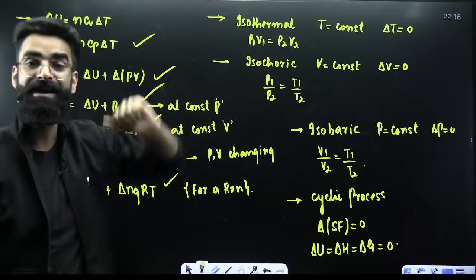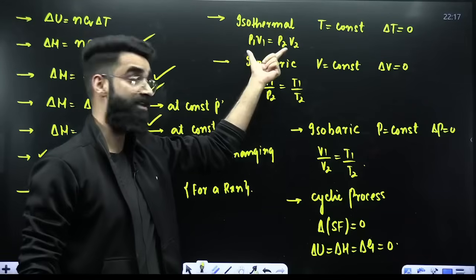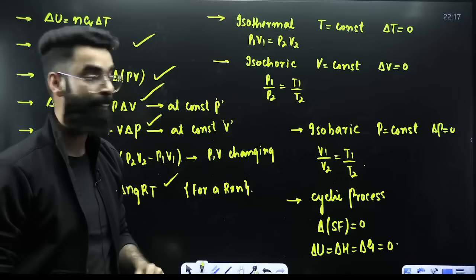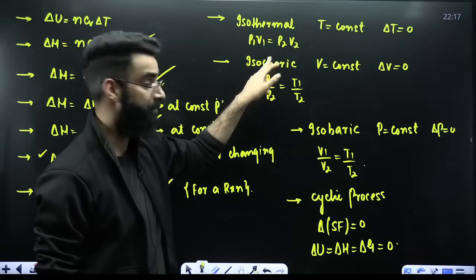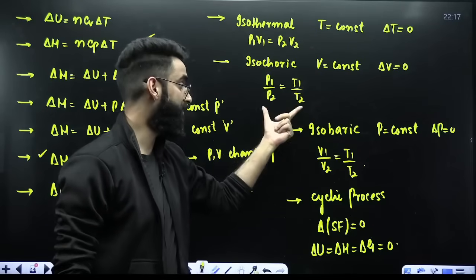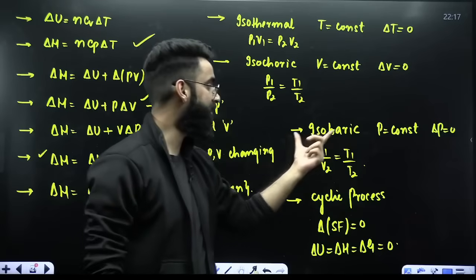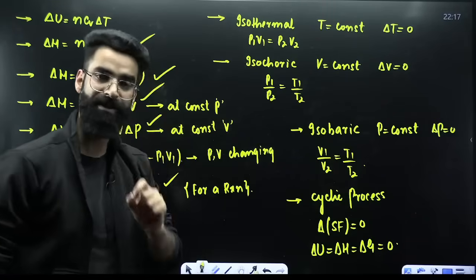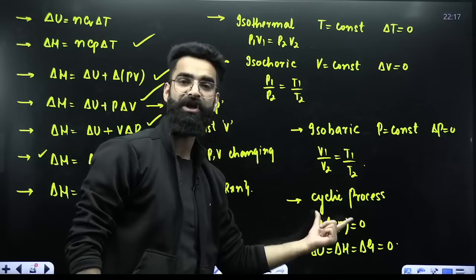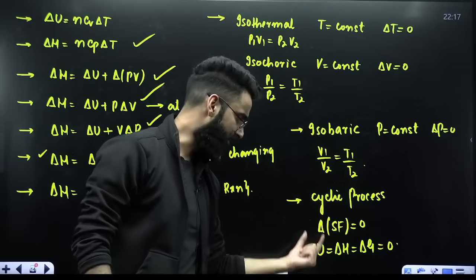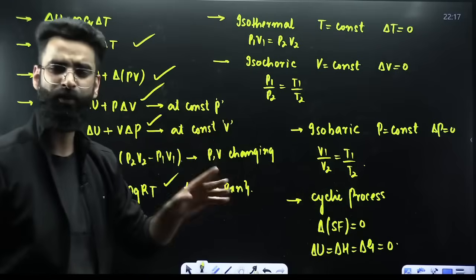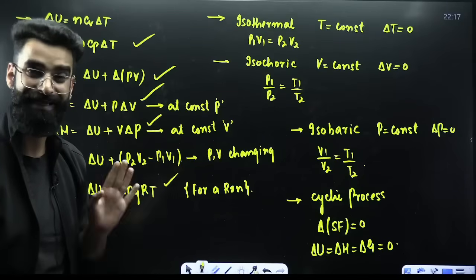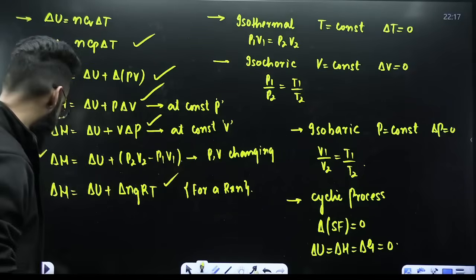And if the ideal gas undergoes an isothermal process, it has to follow this equation, P1V1 is equal to P2V2. If the ideal gas undergoes an isochoric process, volume constant, then it has to follow this particular equation. If the ideal gas undergoes an isobaric process, it has to follow this particular equation. And similarly, in case of cyclic processes, change in the value of a state function is always 0. Therefore, delta U, delta H, delta G are all 0 when it comes to cyclic processes. I mean, delta U net, delta H net, etc.